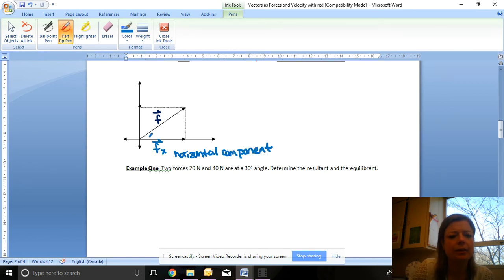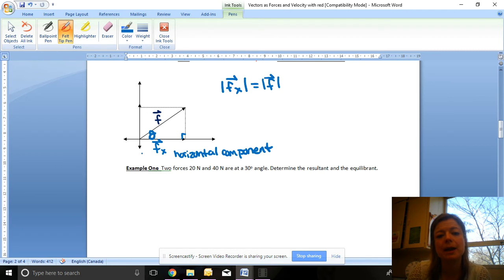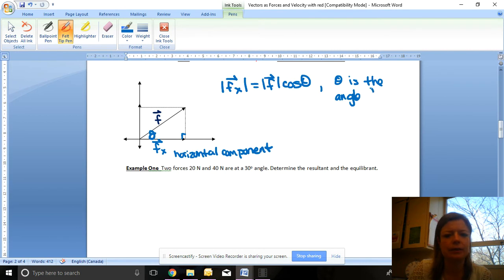Okay, and here's the angle theta that it makes with the horizontal. Because this is a right angle triangle, we can use SOHCAHTOA. So the magnitude of our X here is just the magnitude of the resultant force times cos theta. This is just SOHCAHTOA rearranged, where theta is the angle the force makes with the horizontal.